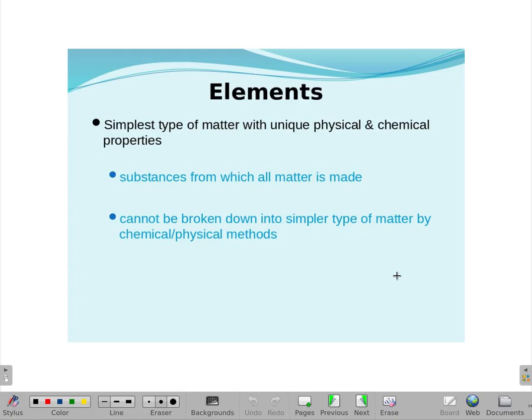Now, everything we come in contact with is made out of these elements. They're just combined in various different forms. And we do not have the means to turn any element into another by chemical or physical means. So a carbon's always a carbon, hydrogen's always a hydrogen, etc., etc.